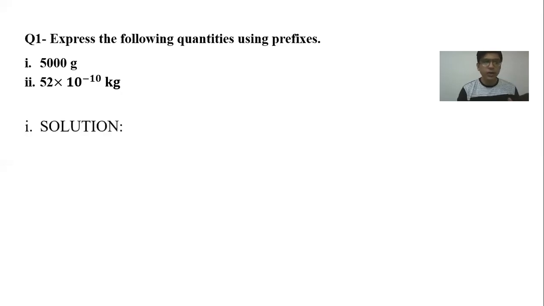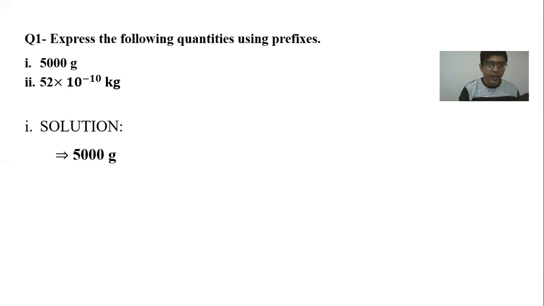First of all, we are going to solve part 1. In this question, we first have to write the question. The question is 5,000 grams. Then we have to use prefixes, and we know prefixes are used with the help of exponents. It could be exponent 3, exponent 6, exponent minus 6, and so on. So we have to convert this expression by using exponents. Exponent means 10 raised to the power.